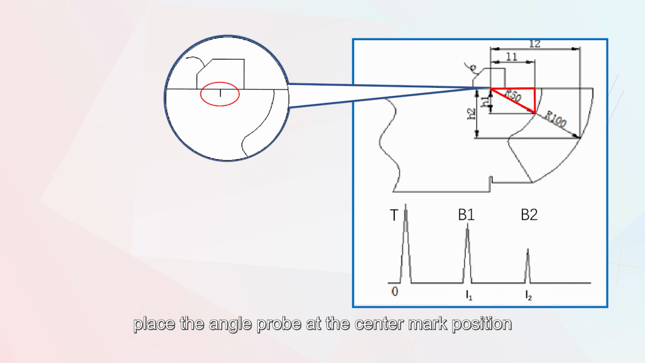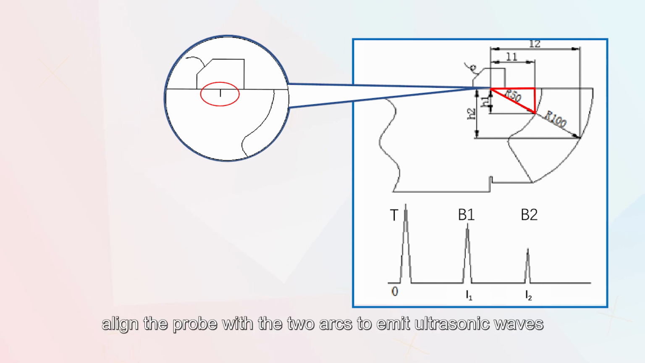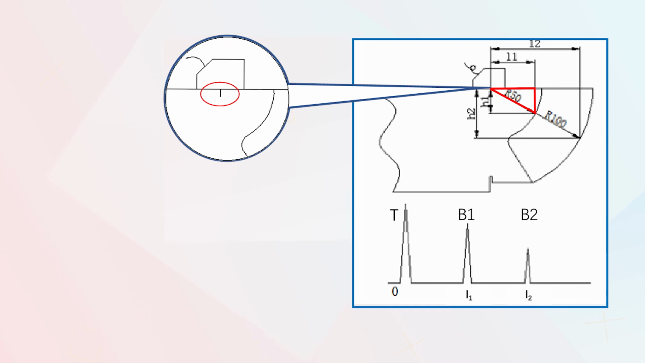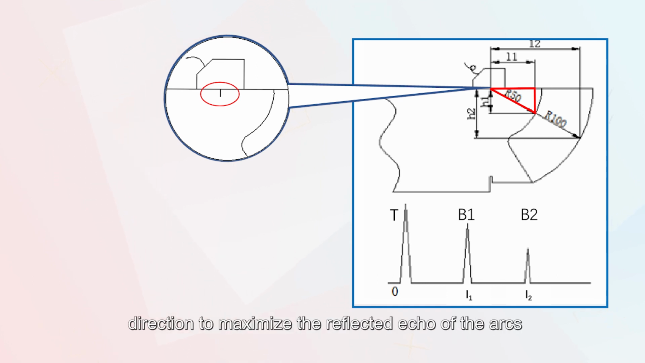Place the angle probe at the center mark position of the two concentric arcs on the test block. Align the probe with the two arcs to emit ultrasonic waves and translate the probe in the horizontal direction to maximize the reflected echo of the arcs.